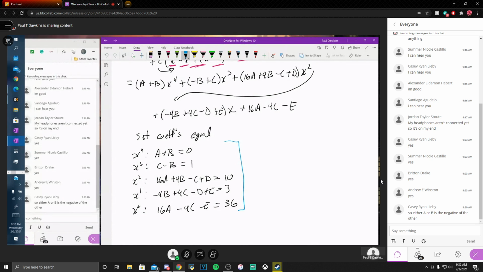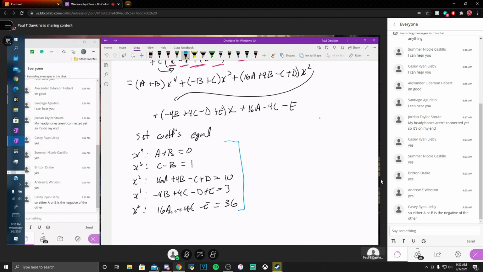Also, with the second one, I could do the same thing. If I add b to both sides, c is 1 plus b. So I've just written a in terms of b and c in terms of b, and I can take those down here. That's not an a, that's a minus b. That's not a c, that's a 1 plus b. Same thing there. So by doing that, I can take these bottom 3 and write them as 3 equations in terms of 3 unknowns. Make sense, everybody?